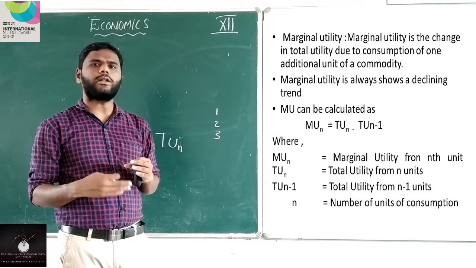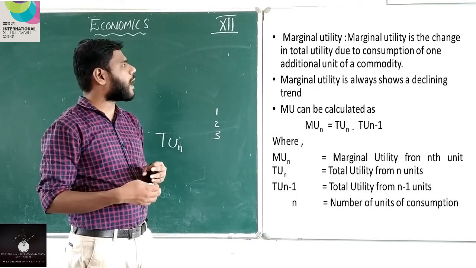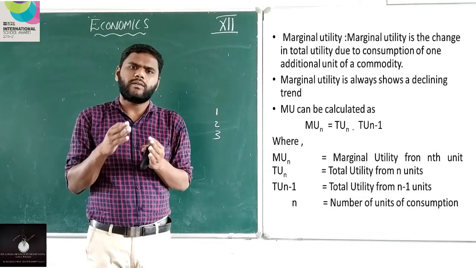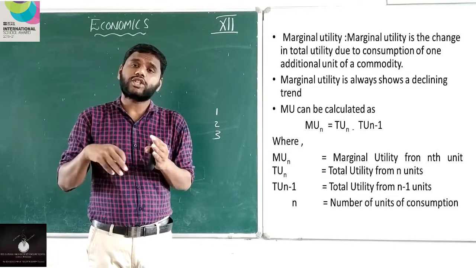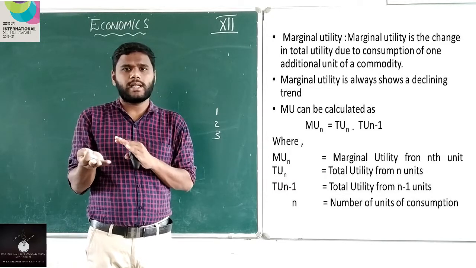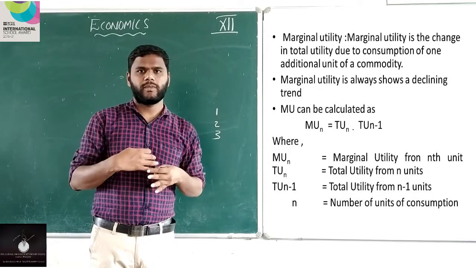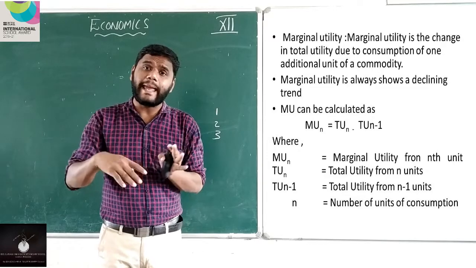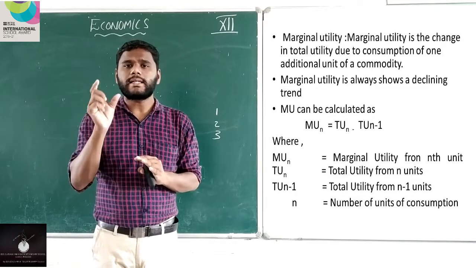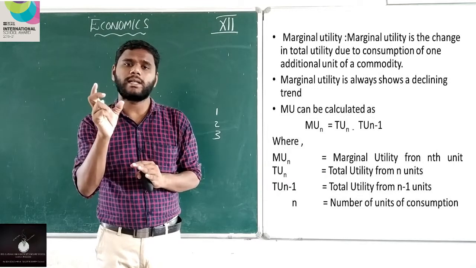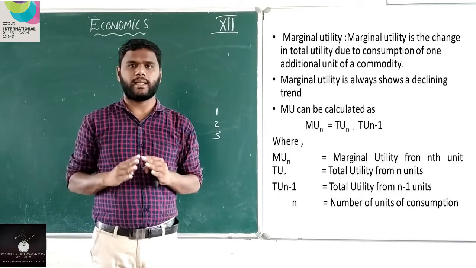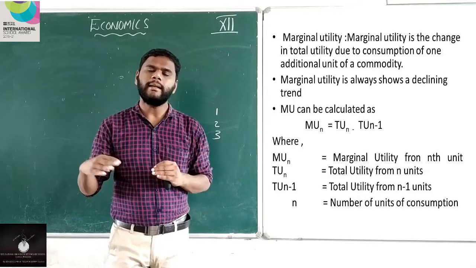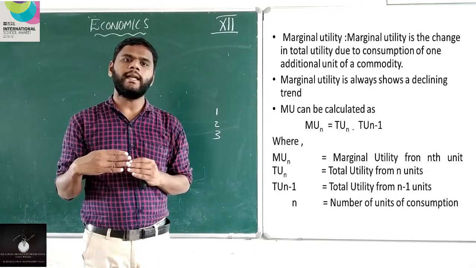Marginal utility is the change in total utility due to the consumption of an additional unit of a commodity. For example, I am purchasing the same commodity once again, an additional purchase. Due to the additional purchase, what happens to the utility? That is marginal utility. If I purchase 1 kg of apple and then again purchase 1 kg of apple, that is additional, and the utility I get from that additional purchase is the marginal utility. Marginal utility always shows a declining trend.